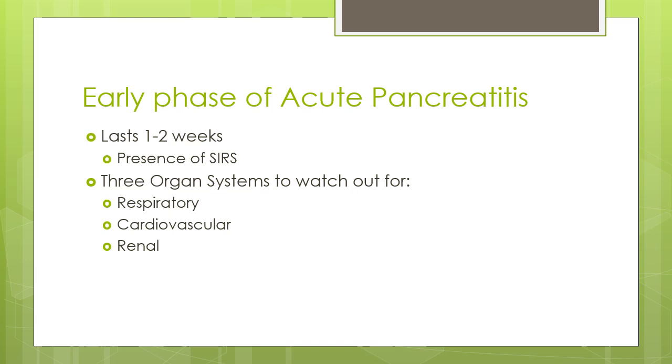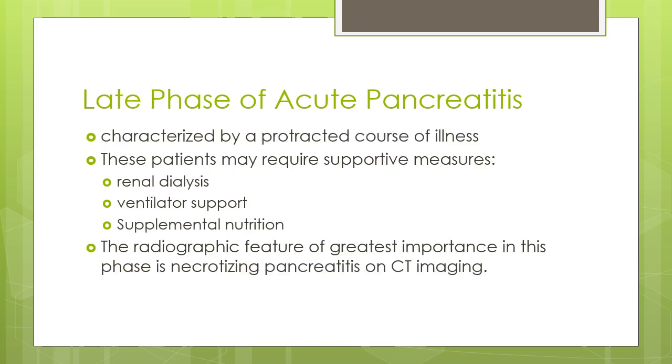Acute pancreatitis is also divided into an early phase, which lasts for 1 to 2 weeks. This period marks the need to watch out for the development of SIRS and organ failure. The late phase of acute pancreatitis is characterized by a protracted illness. Patients affected more than 2 weeks may have complications of the kidney, develop ARDS, and are usually malnourished. We need to watch out for the development of necrotizing pancreatitis in these patients.